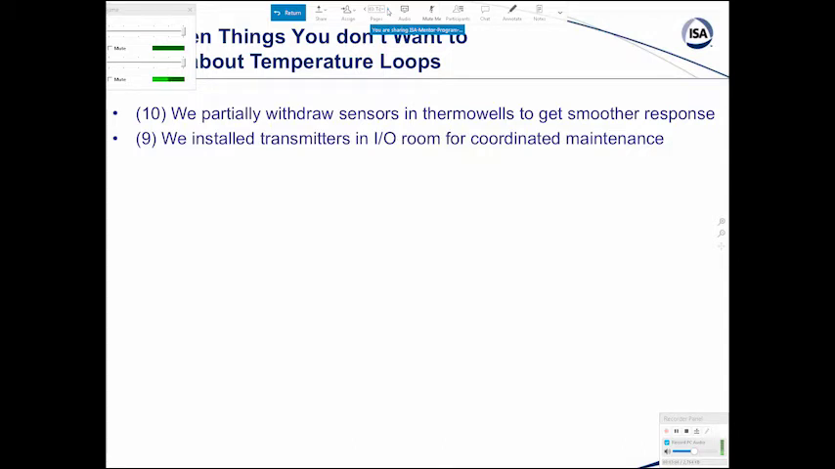We installed transmitters in the I/O room for coordinated maintenance. Boy, these were very accessible and got a lot of attention, and they probably needed more attention because of the errors introduced by the extension wire. Number 8, we installed sensors near the E&I shop for quicker maintenance. Well, then we got all that transportation delay, and boy, if there's sample lines, we've got also, besides the incredible delays, the poor velocity that we're going to talk about here being really detrimental.